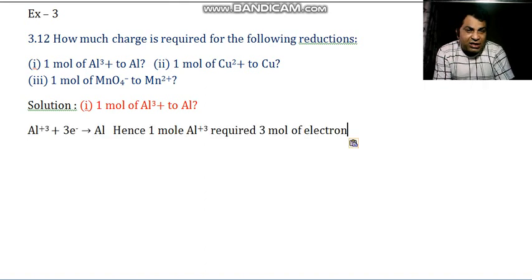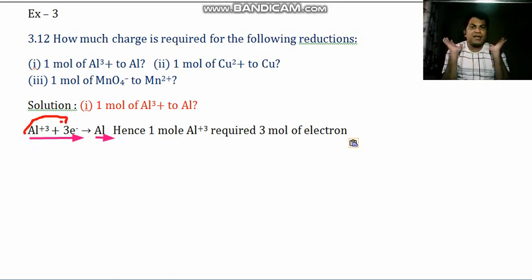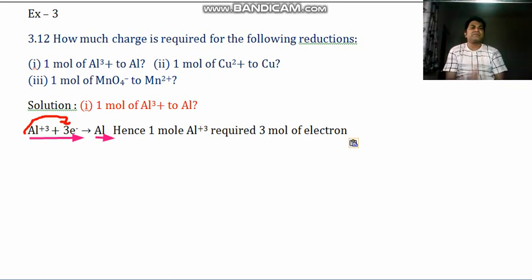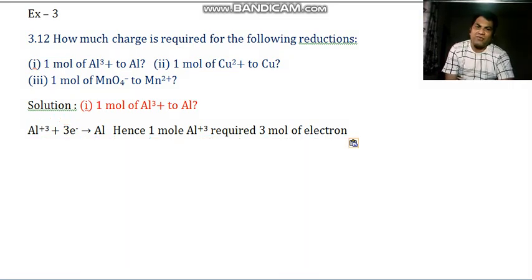That means it needs how many electrons? 3 electrons are needed, and only then can it convert into aluminium. So we can say that here 1 mole of aluminium requires 3 moles of electrons. That is what is written here. Now what do we mean by 3 moles of electrons?